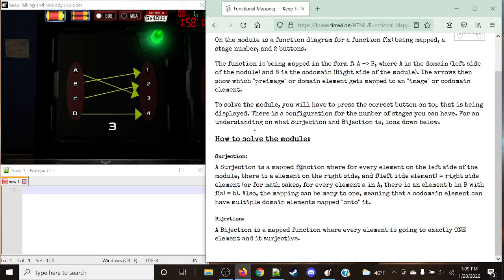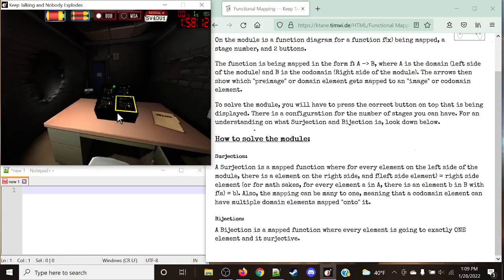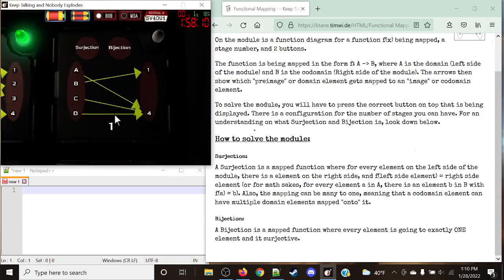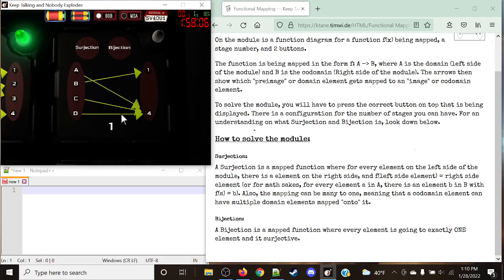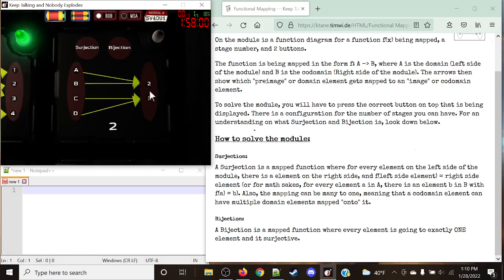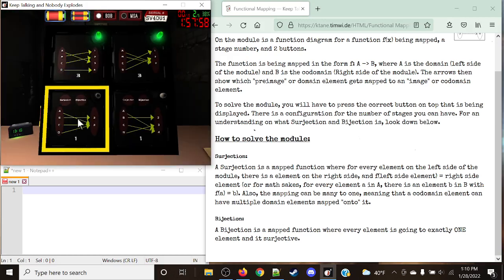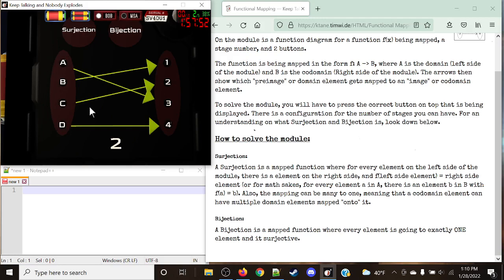I'm going to save you the struggle of having this long and complicated explanation because it's really not that hard. As we can see here, we have 3 points going to 4, so this is immediately a surjection. Likewise, with this case, we have 2 points going to 2, we have 2 points going to 3, that is a surjection as well. We have 3 points going to 3, we have 1 point going to 2, that's a surjection.